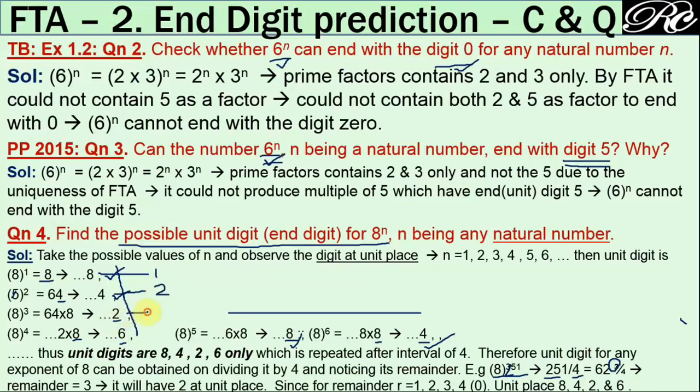If r is coming as 3, it will be 2. And if r is 4 or 0 or even 8, the remainder will be 6. So here it is this one, because the remainder is 3. Therefore, the unit digit for the number 8 to the power 251 is 2 only. This is how to predict unit digit.